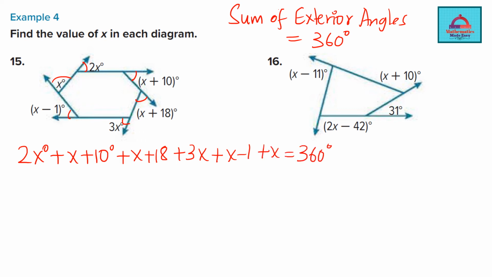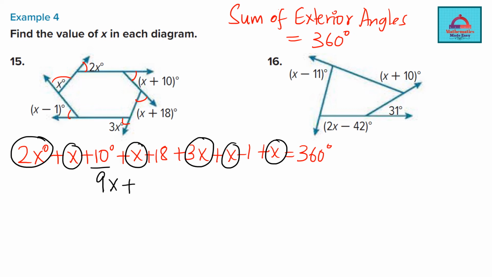Let's solve for x. We'll take the like terms together. So 2x plus x plus x plus 3x plus x plus x. So 2 plus 1 is 3, 4, 5, 6, 7, 8, 9. 9x plus 10 plus 18 minus 1. So 10 plus 18 is 28, minus 1 is 27. This is going to be equal to 360. So let's just do the simplification, do the calculation.